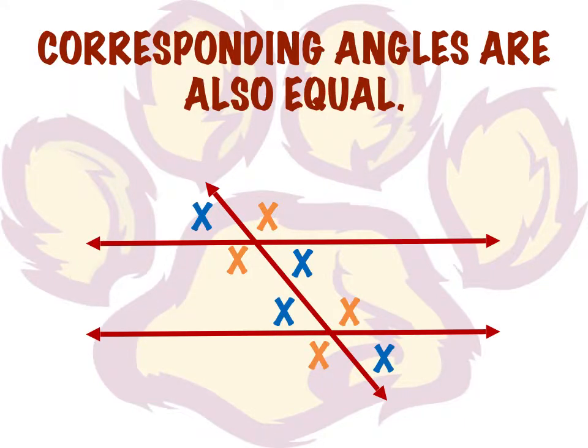Corresponding angles are also equal. So if the top right is one number, then when you go to the bottom part of the second parallel line, you should also have the top right being that same number. So again, blue angles are equal to blue angles, yellow angles equal to yellow angles.